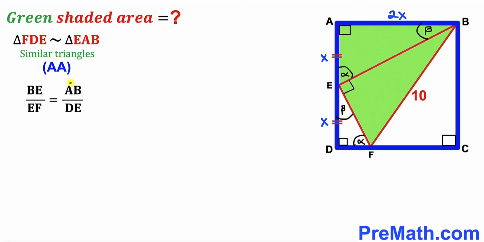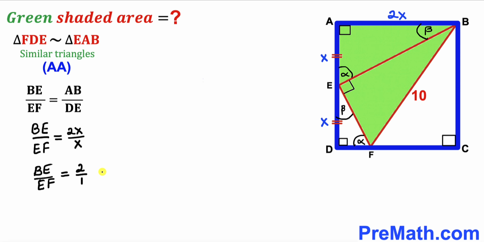Now we can see our AB side length is 2 times X, so I'm going to replace that with 2X. Likewise, this DE side length is X, so I'm going to replace that with X as well. Therefore, we end up with BE divided by EF equals 2X divided by X. And here, 2X divided by X reduces to simply 2 divided by 1.